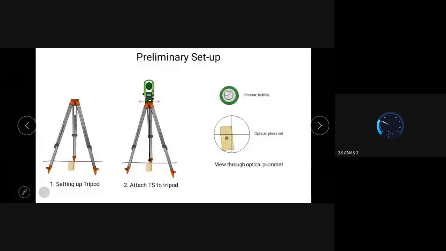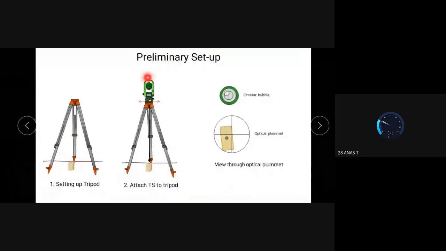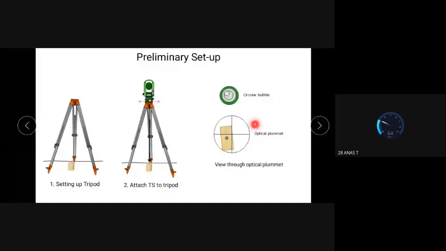So first thing is that we will spread the legs of the tripod. Over that we will set this total station. The tripod has a clamp over here, so using that we will attach the total station over this. At that time there is the tubular bubble and an optical plummet. So here you can see the instrument station.